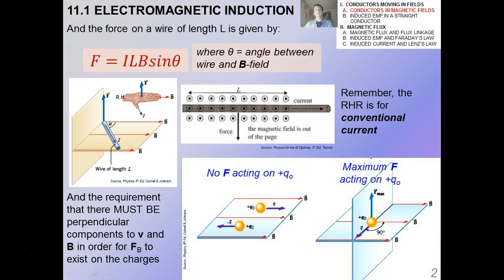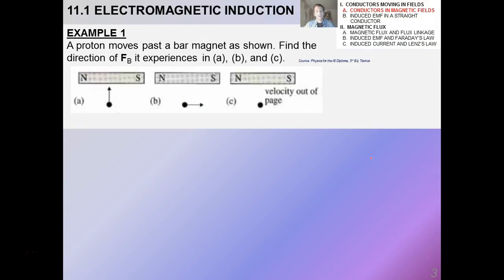And we talked about the difference between conventional current and real current. It turns out that in our discussions of Faraday's law and Lenz's law and magnetic flux and flux linkage, whether we're using conventional current or not turns out to not really be important, and I'll talk about that later, okay? All right, so here's a quick example.